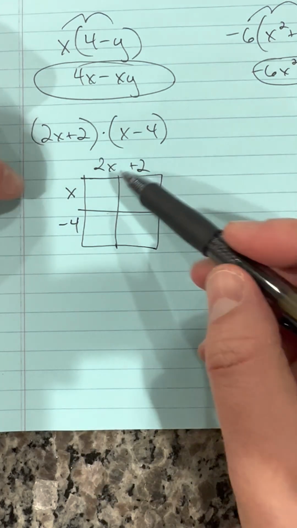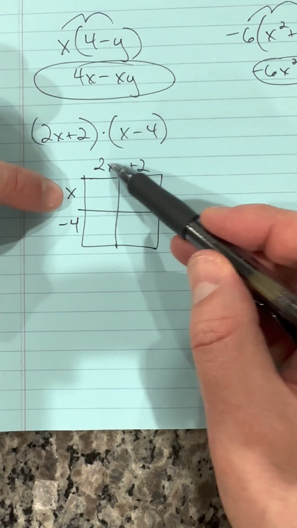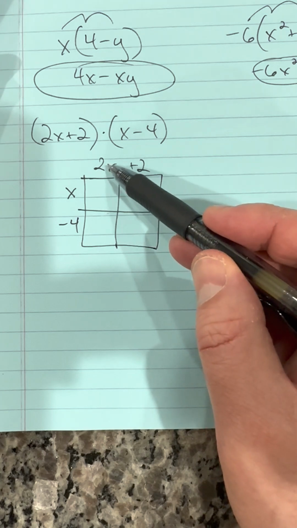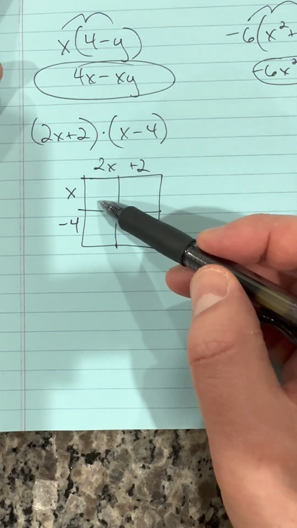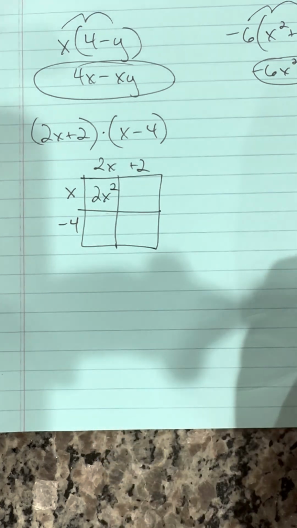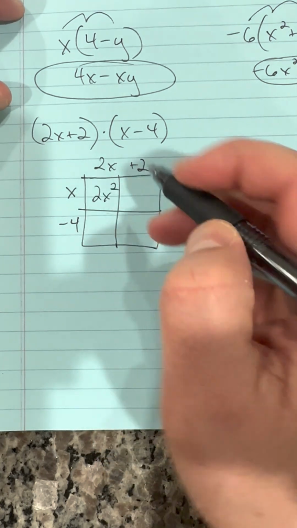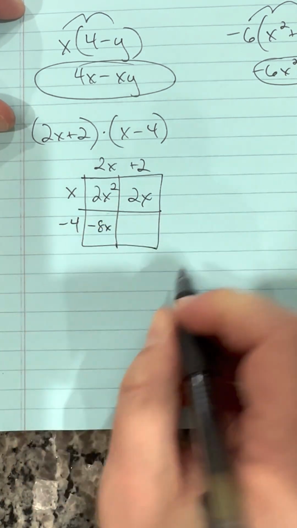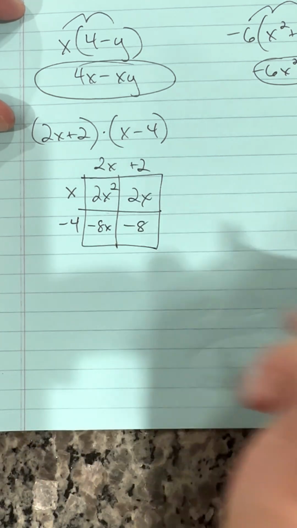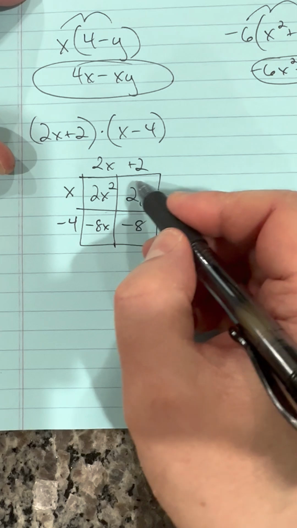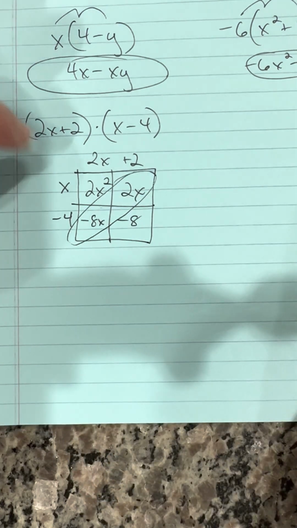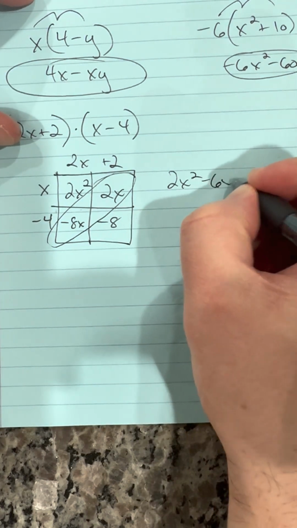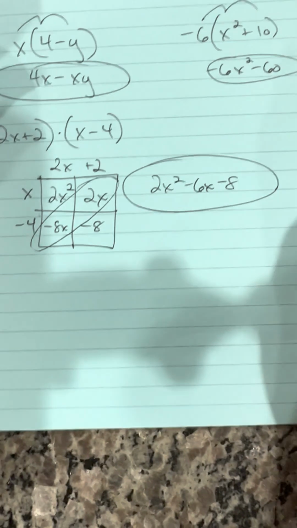Now all we do is multiply, combining what's on the top and what's on the side. For this empty box, we're going to do 2x times x, and put the answer there. So this is going to be 2x squared. 2 times x is just 2x. 2x times negative 4 is negative 8x, and then 2 times negative 4 is negative 8. Then we have to combine like terms. Typically, our diagonals are always like terms. So the 2x squared stays. Negative 8x plus 2x is negative 6x. Minus 8. That's our final answer.